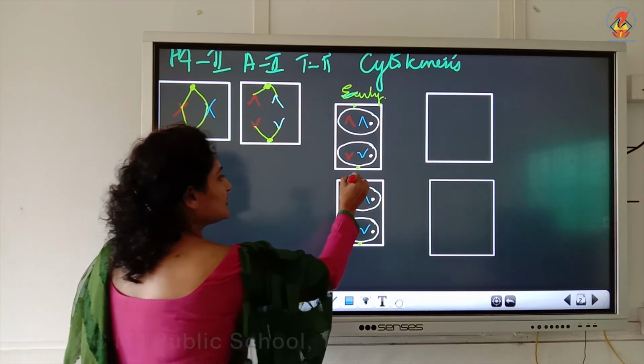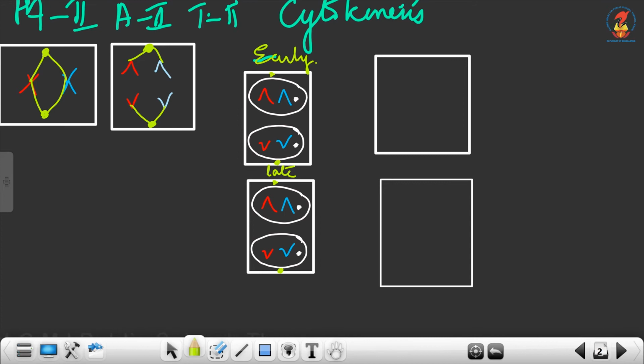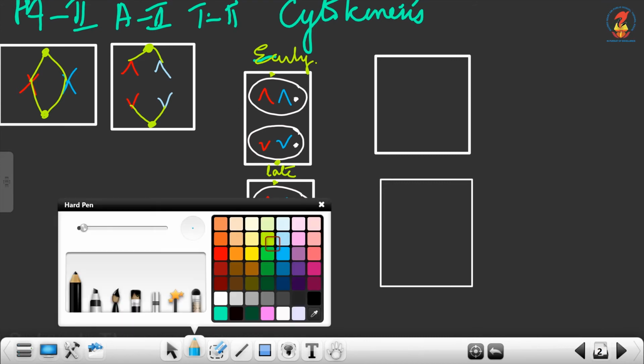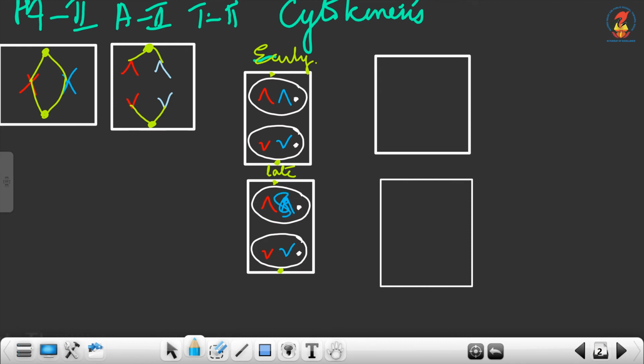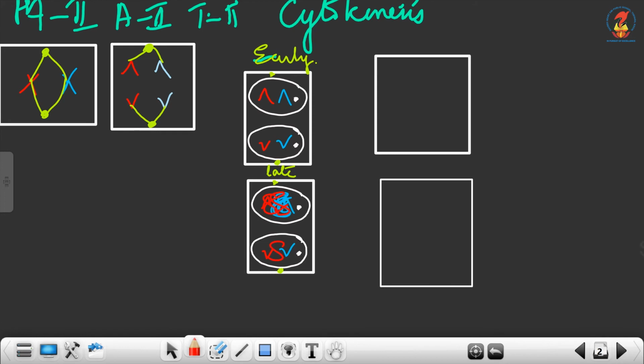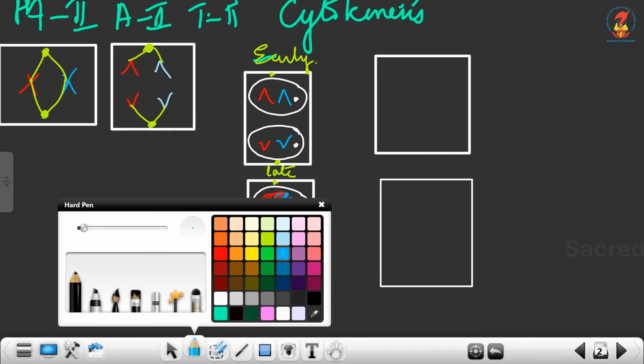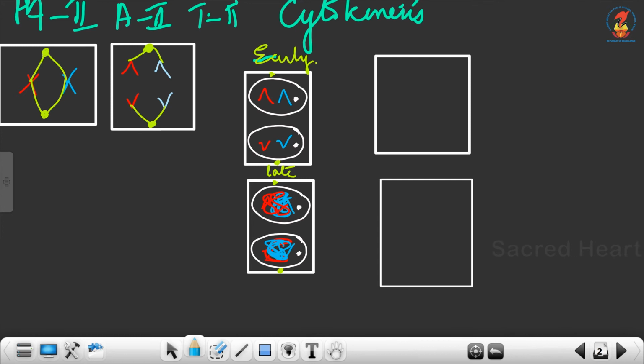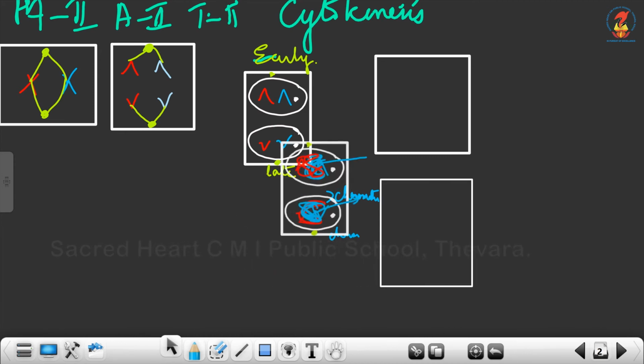Now, in late telophase, what happens is with respect to the chromosomes. The chromosomes elongate to form an entangled mass. So, this chromosome elongates to form an entangled mass, and the red also elongates to form an entangled mass. So, we have the chromosomes in the form of chromatin threads. So, the difference between early and late is with respect to the chromosomes. The chromosomes elongate to form chromatin threads. Clear? So, I am pushing this diagram here.